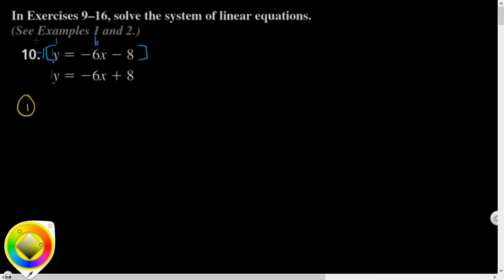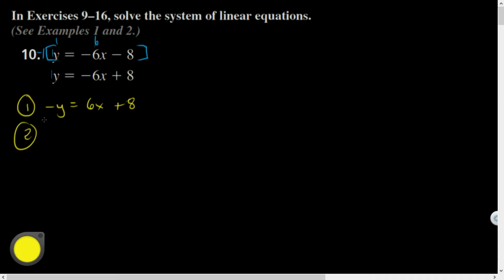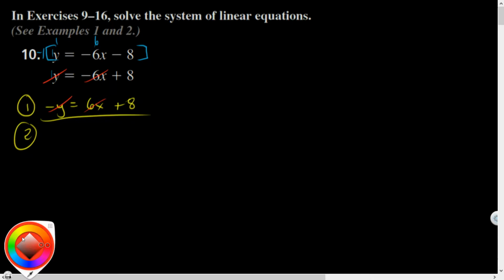All right, so I'll have negative y equals -1 times -6 is positive 6x. -1 times -8 is positive 8. And so step 2 for elimination method, those y's get eliminated. And those x's get eliminated. And once both types of variables get eliminated, that's when you know you got a problem, that you're either going to be in an infinitely many solution or a no solution case.